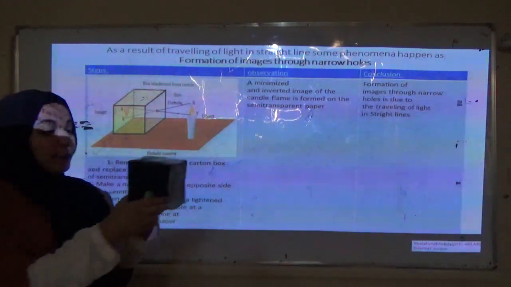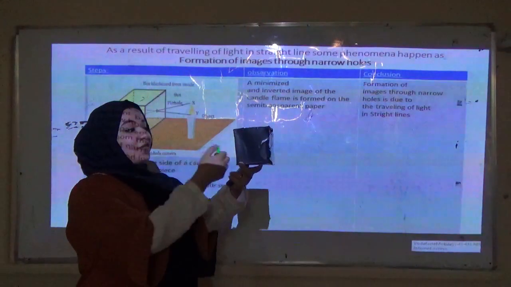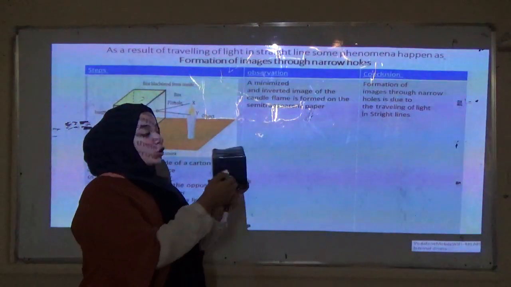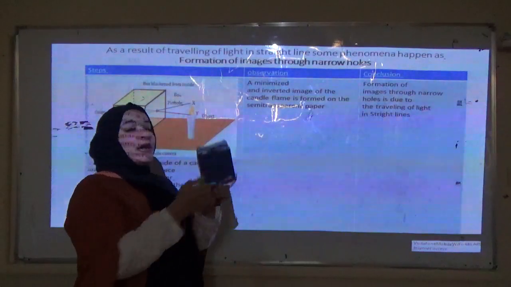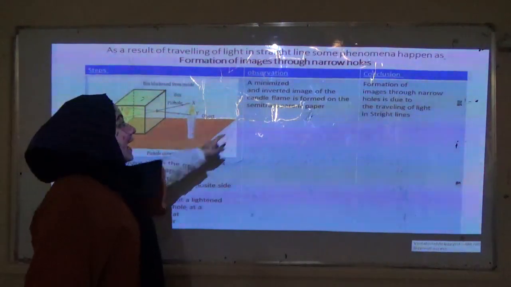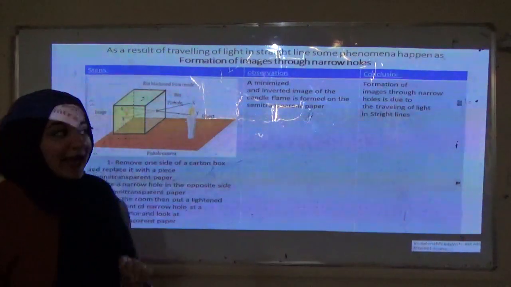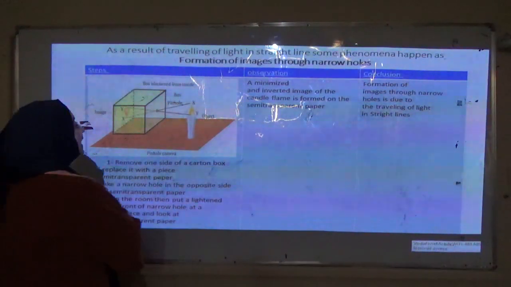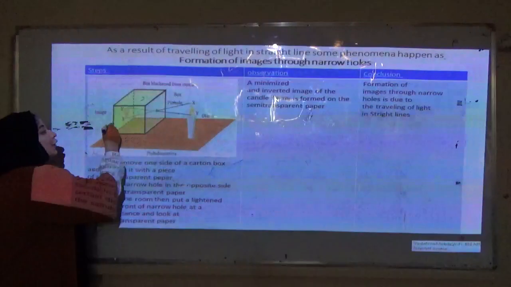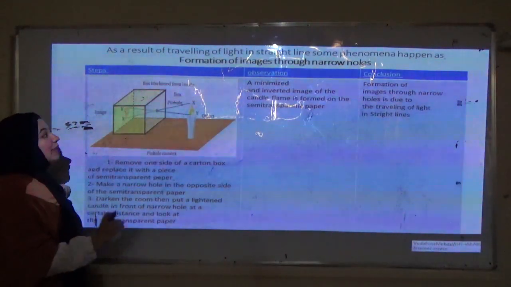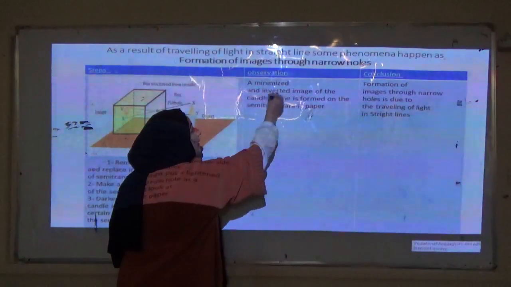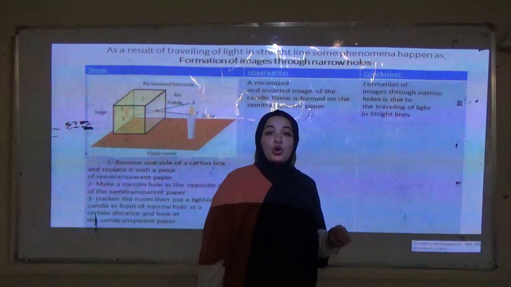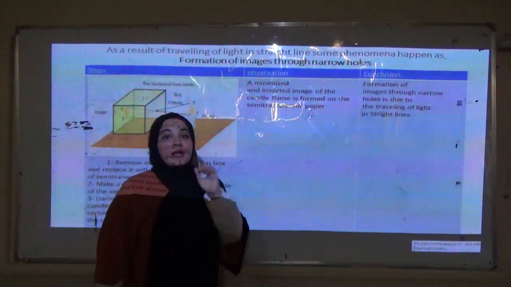What will I notice when I put the candle in front of the narrow hole? Imagine that this flame is a candle flame. I will see a minimized and inverted image of the candle flame on the opposite side, on the semi-transparent paper. So the formation of an image through the narrow hole is due to light traveling in a straight line.